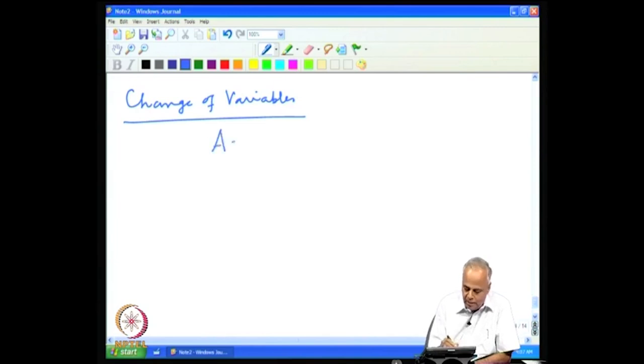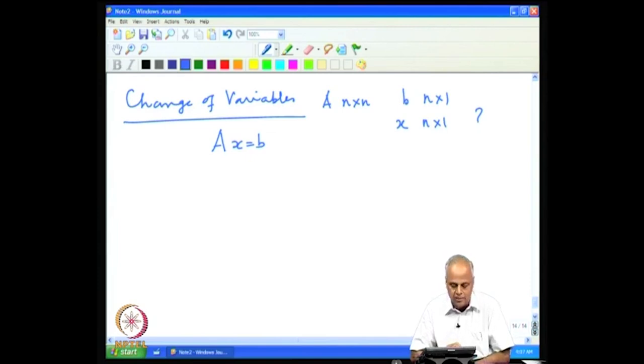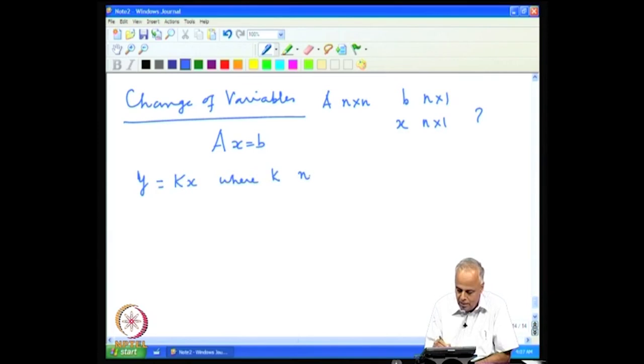Suppose we have this system Ax equal to b, A is an n by n matrix, b is an n by 1 column vector, x is an n by 1 column vector, which has to be found. We want to know what is x, such that Ax equal to b. Now, we introduce a new variable y, which is equal to say some K times x, where K is an n by n matrix. Now, what is the idea? The idea is, we would somehow try to get an equation for y, which is easy to solve. Now, what is the use? The idea is, if I know y, I can find an x.